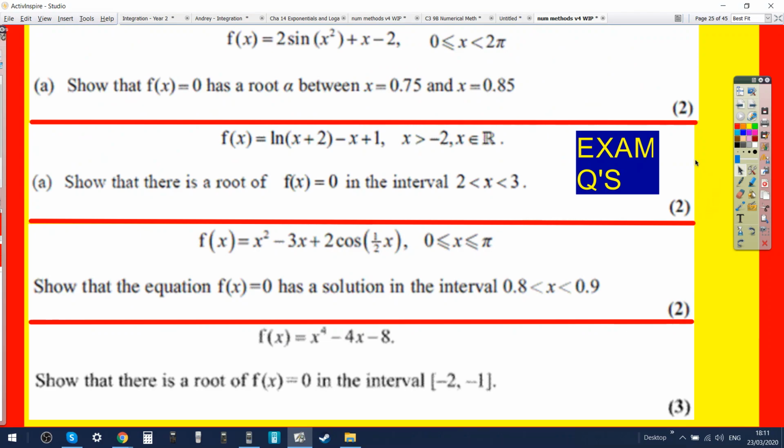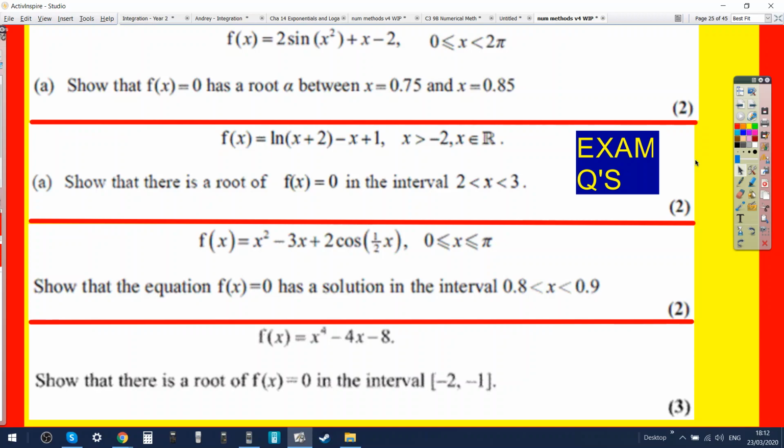Is there any that is worth doing? We could just do the first one, or the last one, the hardest one. Which one's the hardest one? In theory, it should be the last one because it's a 3 marker instead of a 2 marker. Okay, then we'll do the last one.